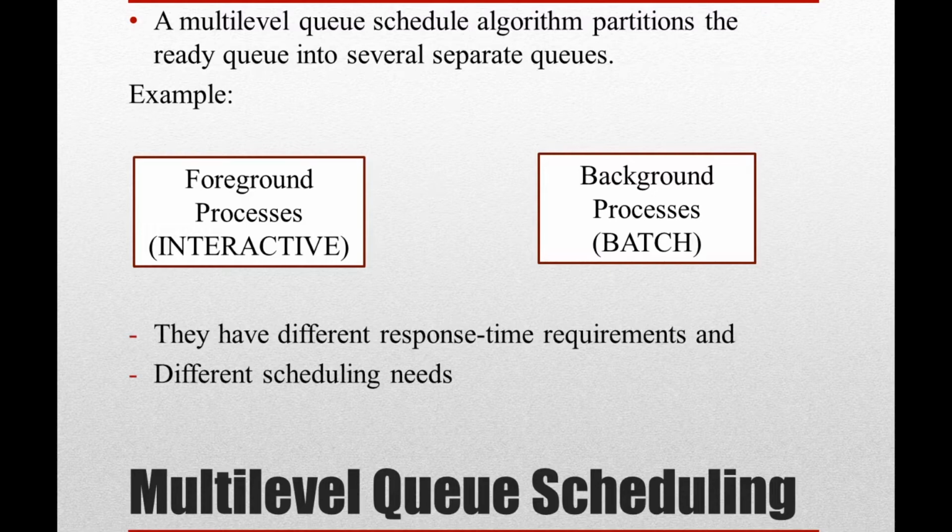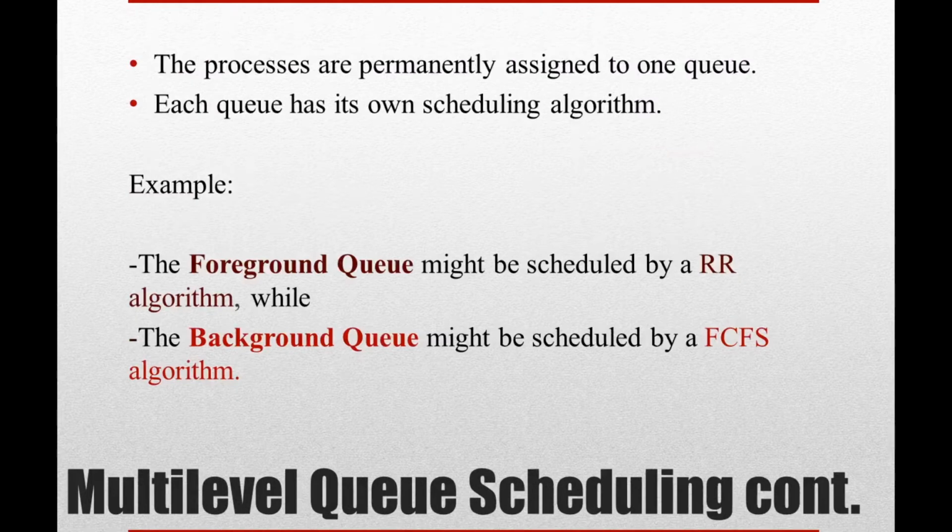It partitions the ready queue into several separate queues. In multilevel queue, the processes are permanently assigned to one queue, and each queue has its own scheduling algorithm. For example, the foreground queue might be scheduled by a round-robin algorithm, while the background queue might be scheduled by a first-come, first-served algorithm. To explain it further, I'll give you another example.